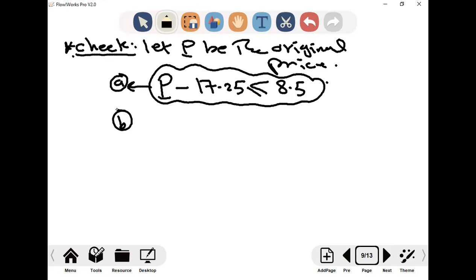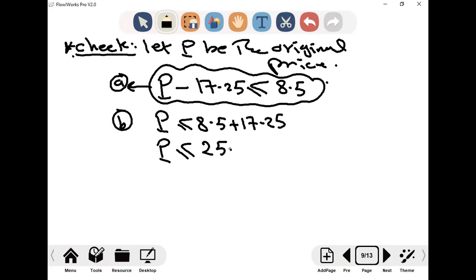Part B, let's solve it. P less than or equal to 8.5 plus 17.25. So P is less than or equal to 25.75, right? What does this mean? This means that the original price can be $25.75 or less.